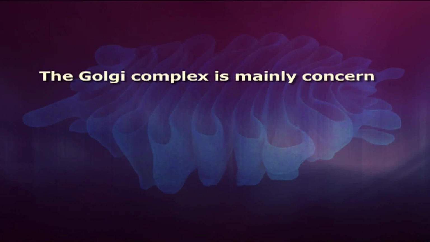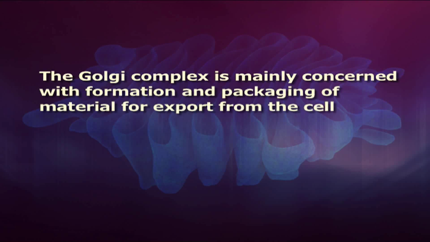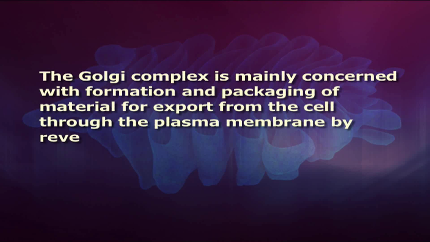The Golgi complex is mainly concerned with formation and packaging of material for export from the cell through the plasma membrane by reverse pinocytosis. In this way, cell wall material is deposited in plants and secretory proteins, digestive enzymes and the matrix of the connective tissue are transported in animal tissue.